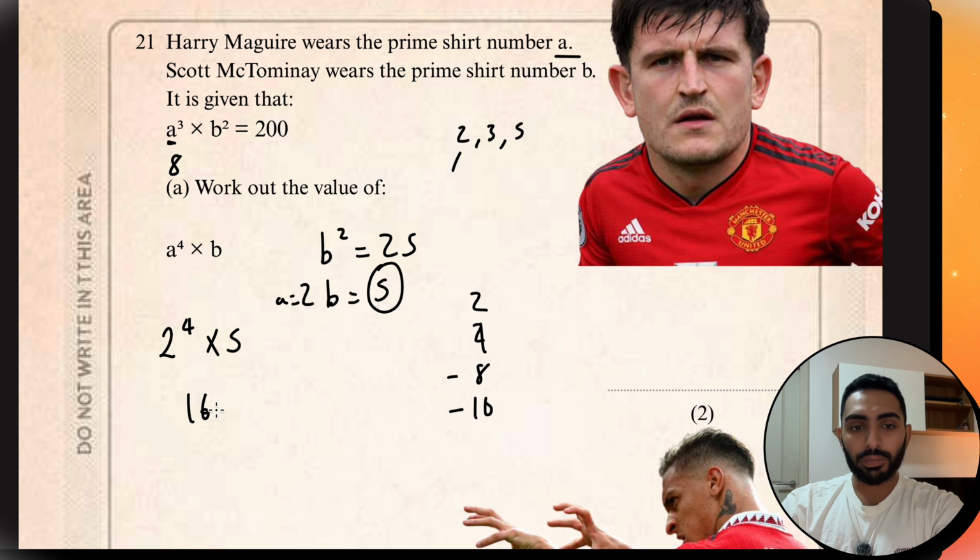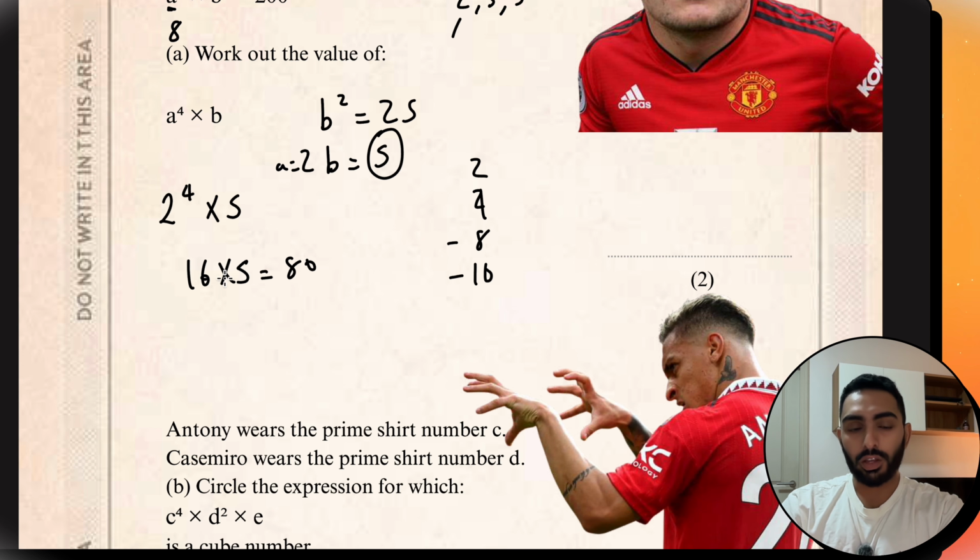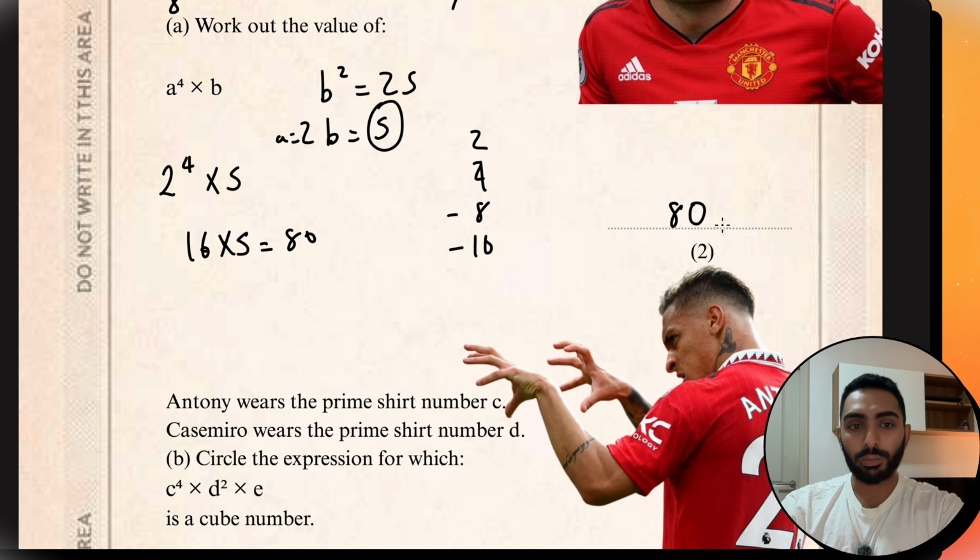That's 16 times 5. 16 times 5, you might know this, it's 80. Or if you know 15 times 5, or you can do 16 times 10 and then divide by 2. Either way, the final answer would be 80.